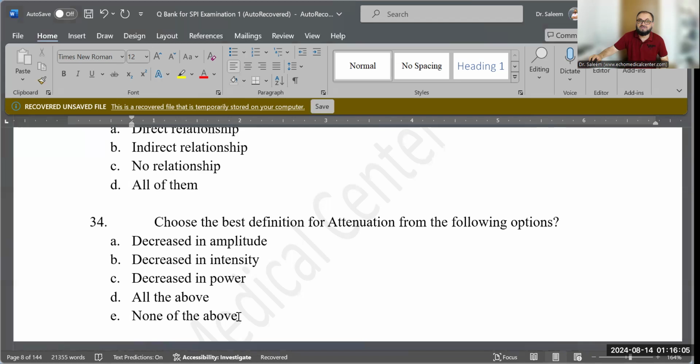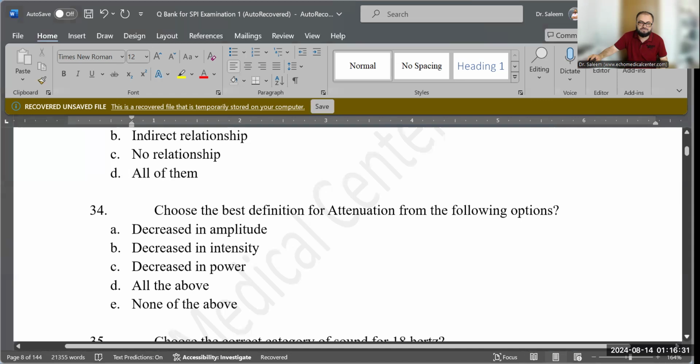Absolutely right. So all of the above, because attenuation is gradually losing sound. When they are in a penetration, when they are in a transmission mode, sound is slowly losing its amplitude, power, and intensity. So it's slowly just vanishing. So all of the above is the correct answer. Okay, let's do the next question.